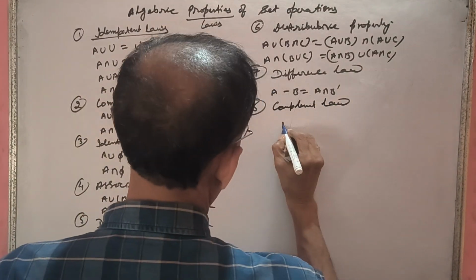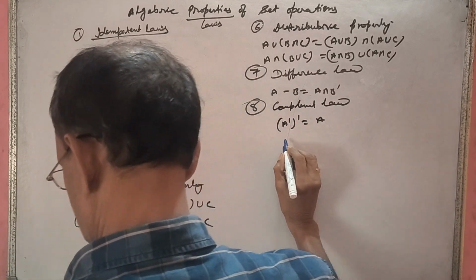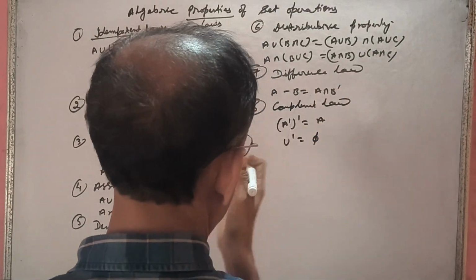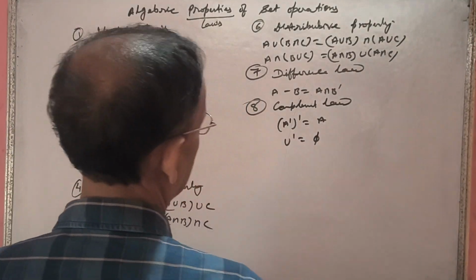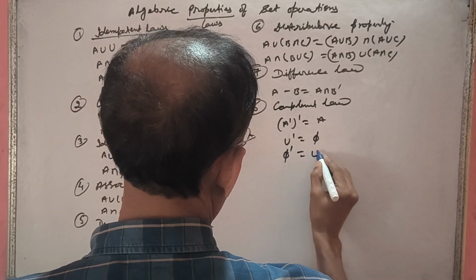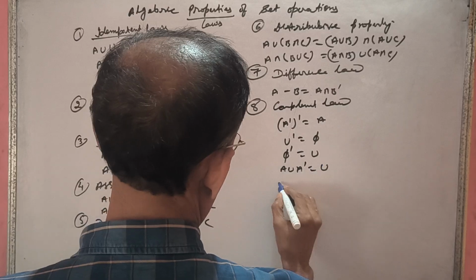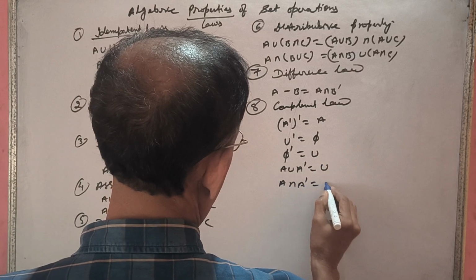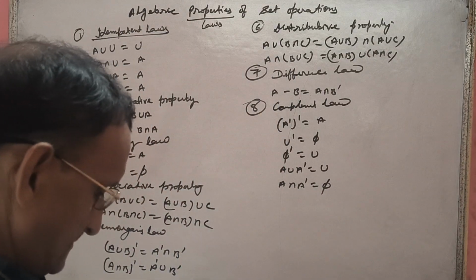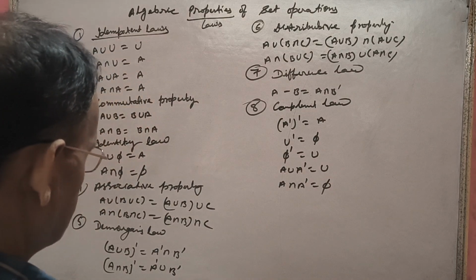We have the idea: A complement, whole complement, we get A. U complement we will get phi. In your previous class we discussed the definition of complement and I gave you this property also. Phi complement equals U. A union A complement you will get U, and A intersection A complement you will get phi, because what is in A is not in A complement. So these are the properties of set operations.